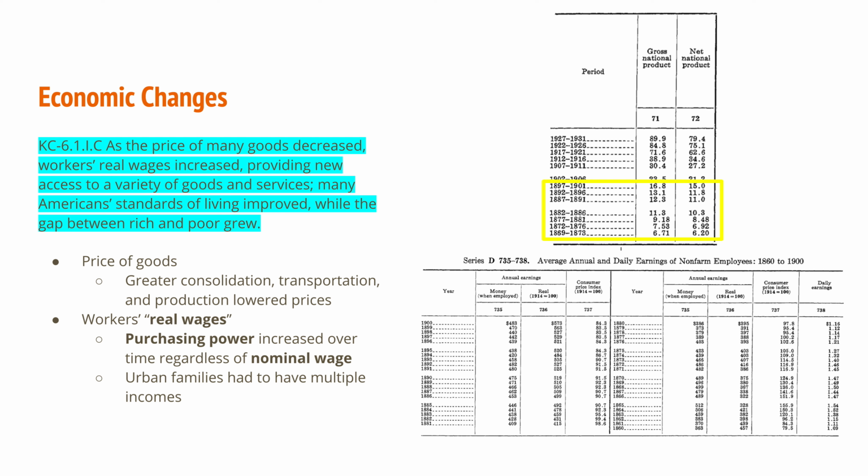Workers' real wages are also going to increase. Now, the real wage is not exactly the amount of money that a worker is paid. A real wage is the amount of money that someone is paid when taking into consideration the amount of inflation in the economy. So purchasing power will increase over time, regardless of the nominal wage, if the consumer price index, or inflation, goes down.